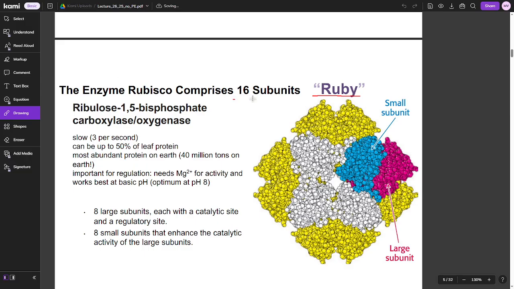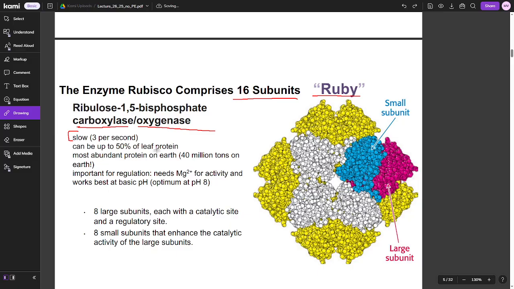Rubisco is made of 16 different subunits, and it's a carboxylase and oxygenase. Carboxylase makes sense, right? It's a pretty slow enzyme, so 3 per second is extremely slow. You can think of that as your kcat, right? Your kcat is 3 per second, which is ridiculously slow. So you can imagine your Vmax is not going to be very large.